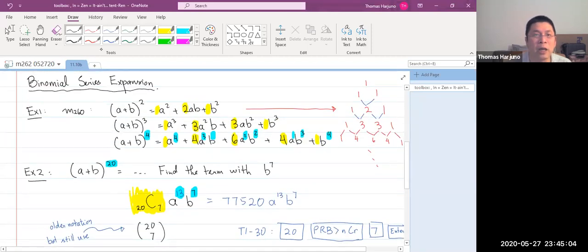You can see that what we learned using Pascal's triangle still applies. Let's say, for example, this 6 here is actually 4 combination 2. The 4 comes from the exponent, and the 2 comes from the exponent of b.